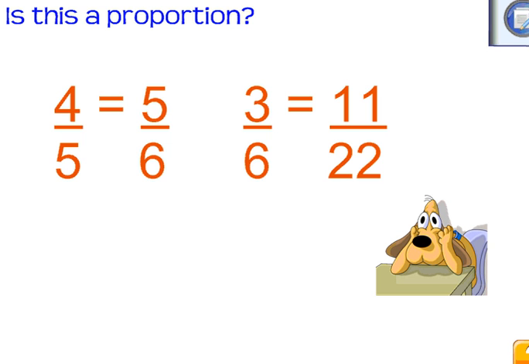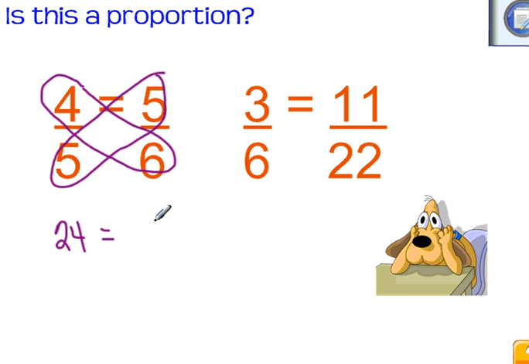We can also use cross product to decide if something is a proportion. Looking at this, sometimes a student might think that this is a proportion, that these are equal, because 4 is only one number away from 5, and 5 is only one number away from 6. In order to check, I'm going to use cross product. So starting here where I start, 4 times 6 is 24, and that number goes over here. And then 5 times 5 is 25. And then I ask myself, is 24 equal to 25? The answer is no, so I put a slash through my equal sign, and the answer to this would be no, this is not a proportion.